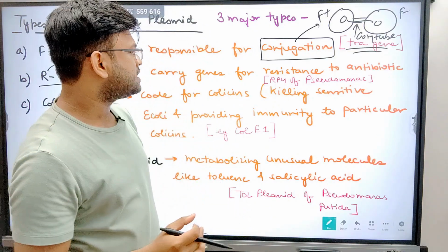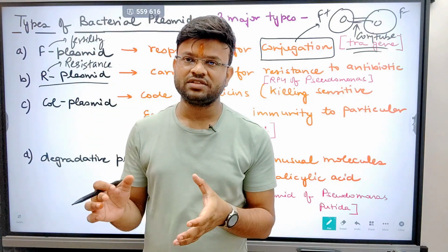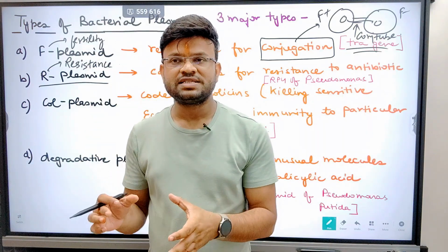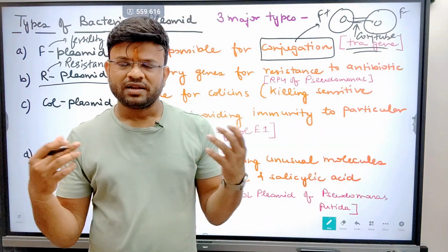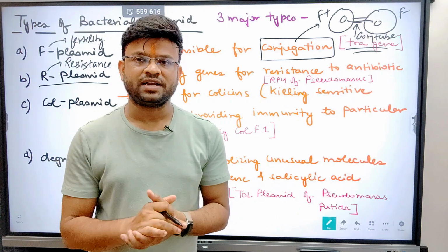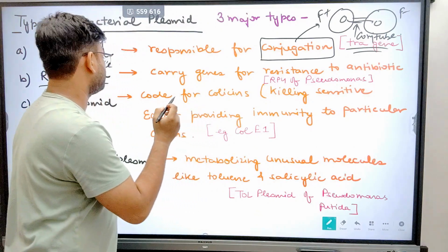Now let us say that R plasmid is present which has the property of resistance against ampicillin or against streptomycin, or let us say any other antibiotic. So if this R plasmid is present inside a bacteria, let me show it to you over here.